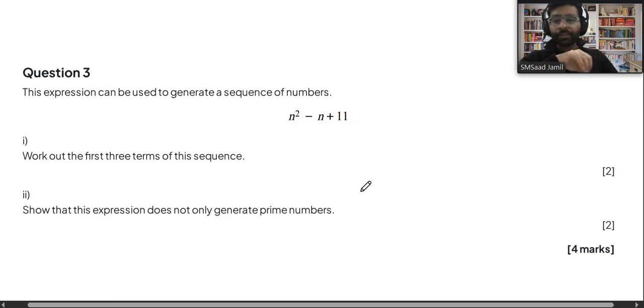This expression can be used to generate a sequence: n squared minus n plus 11. Okay. It says, work out the first 3 terms of this sequence. Whenever you guys have a question like this, look, the sequence is already given. It is saying work out the first 3 terms. It means you have to plug in the value of n. Work out this value of the sequence when n is 1, when n is 2, and when n is 3.